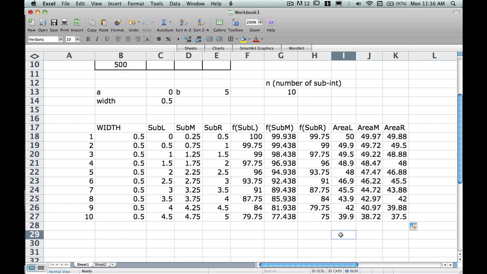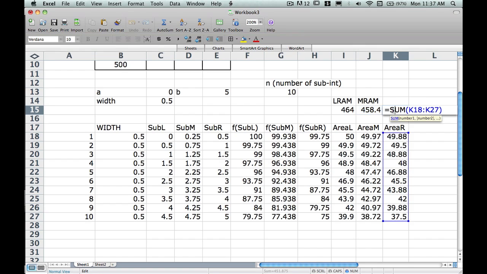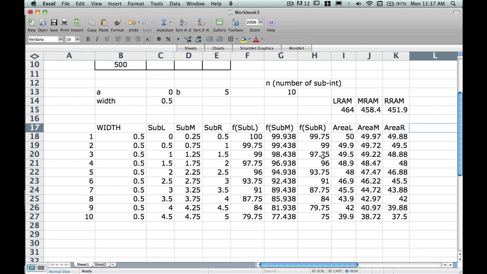I'll drag that down, and then the LRAM equals the sum of these numbers. The MRAM estimate is equal to the sum of these numbers. In fact, I could just drag that over. So the sum of these numbers is the RRAM estimate. So that's how you would do this for 10 rectangles. For 10 rectangles, we would get this as our estimate.